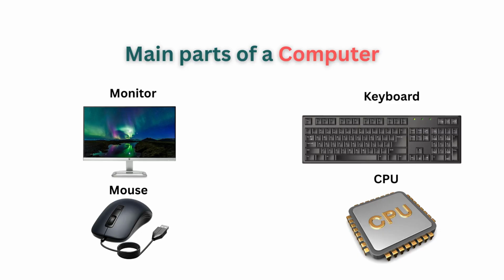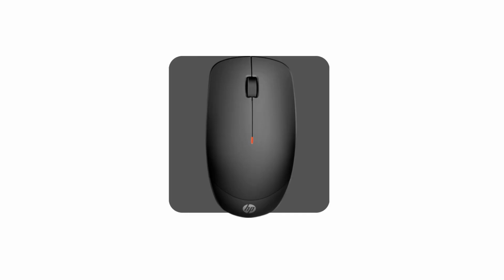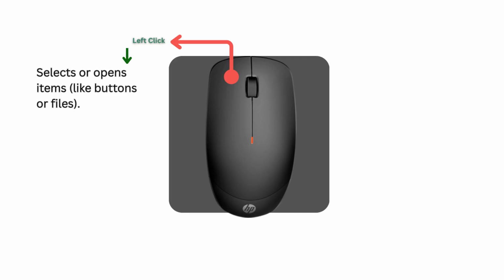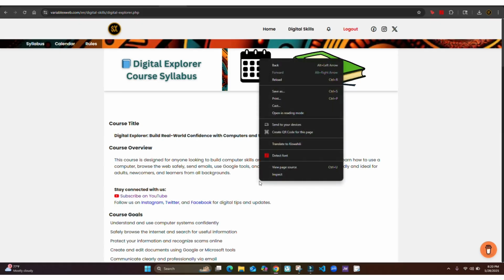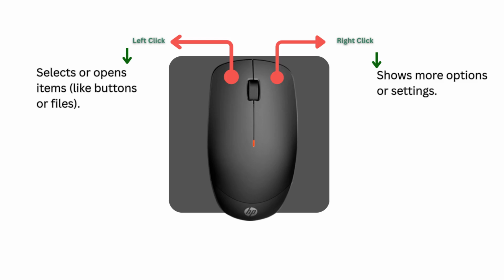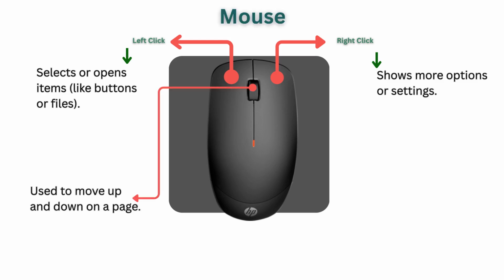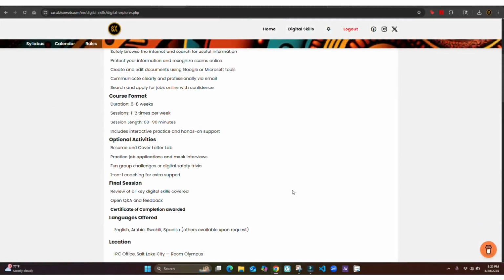Let's start with the mouse. The mouse is a simple but powerful tool. Left click. This selects or opens things. Right click. This shows more options. The scroll wheel. This is what lets you move up and down a page.